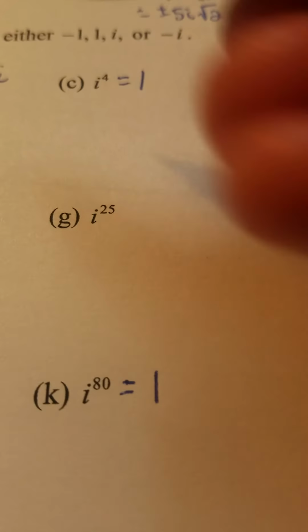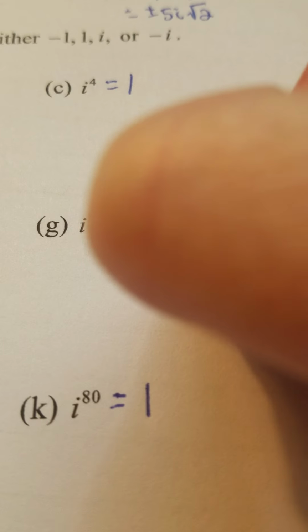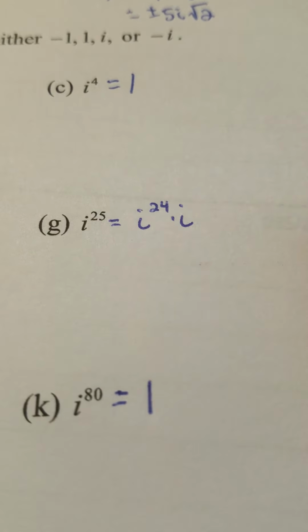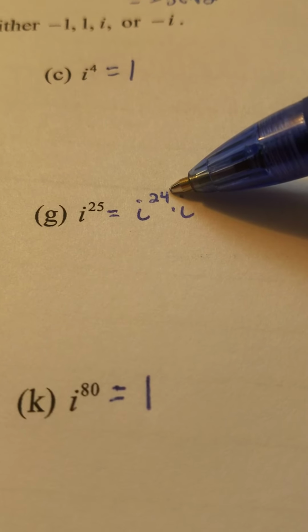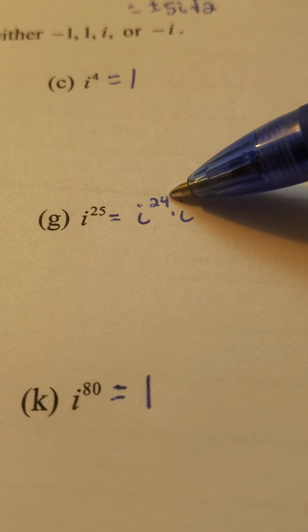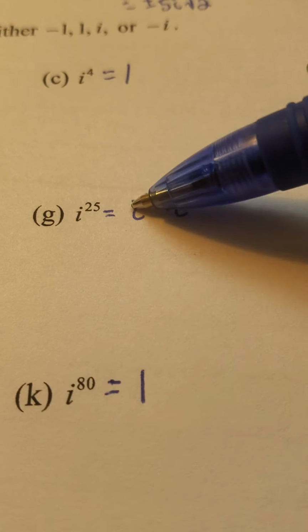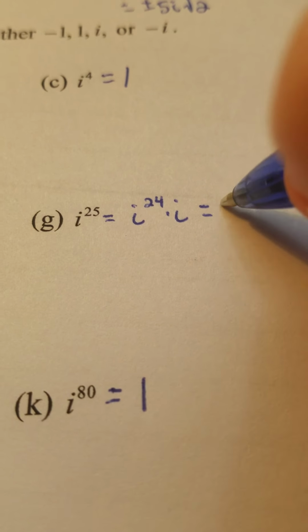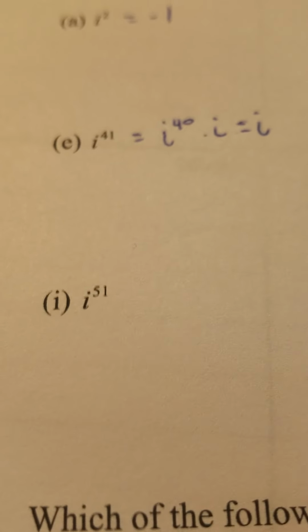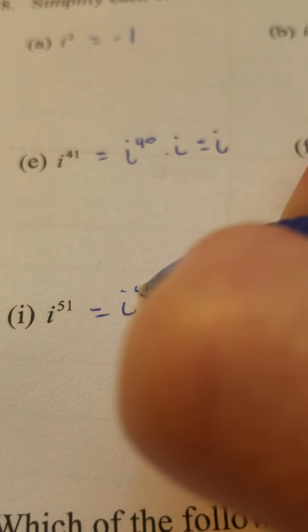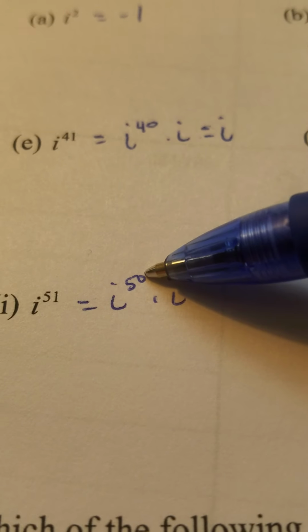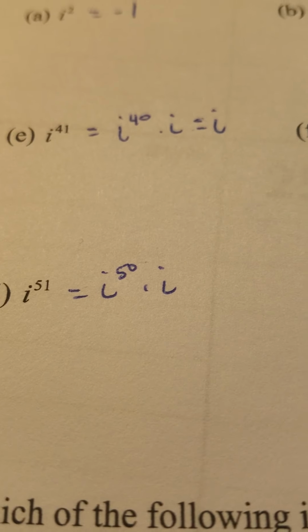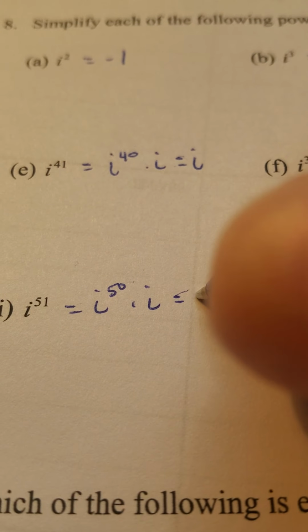i to the 25th. I'm going to break that down to i to the 24th times i. So 24 divided by 2 is 12, and can be divided by 2 again, so that's going to be a positive 1 times i, which is 1i. i to the 51st would be i to the 50th times i. 50 can only be divided by 2 once, so that's going to be a negative 1. So that results in a negative i.